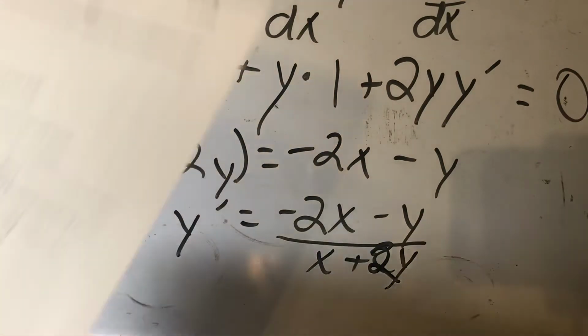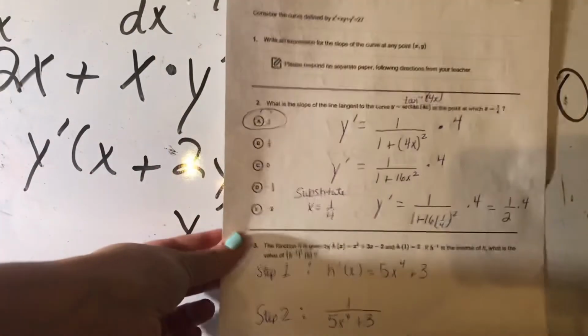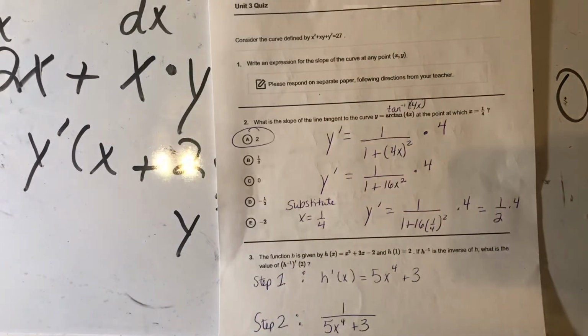All right, number 2 on that quiz. You would do the derivative of inverse tangent, and it's a little bit of a chain rule also. The derivative of the 4x is 4. When you finish taking the derivative, last step would be to plug in the 1/4.